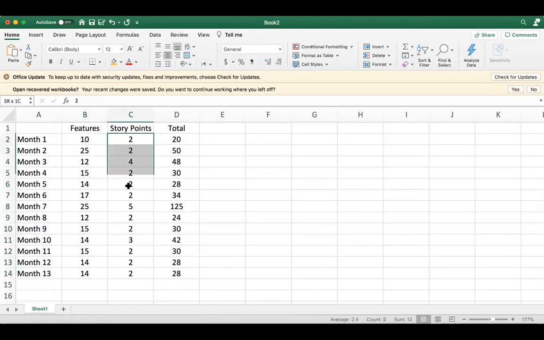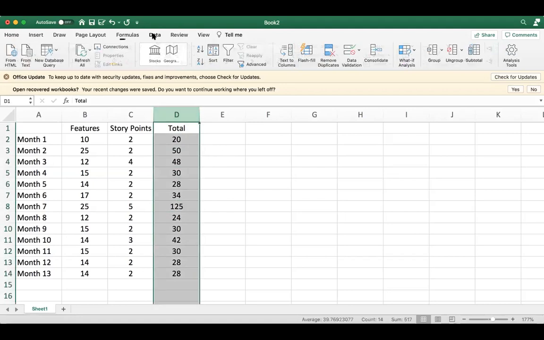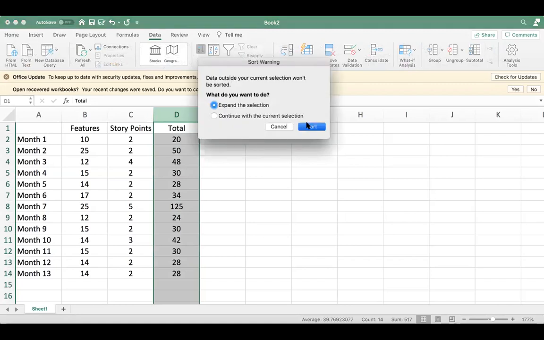We see in terms of size, how big is each feature. When I multiply the features times the story points, I get the total. And then what I've done after is I can see that every month, in this month, I did 20 story points. In this month, we did, let's say 28 story points, 25 story points, 30 story points. Then I organize them ascending.